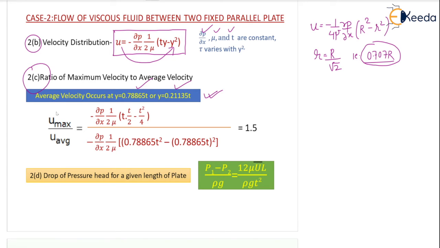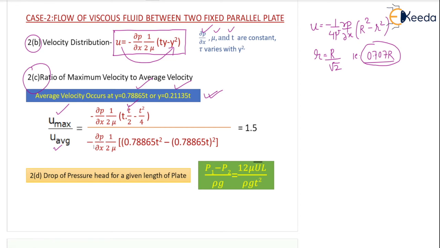So what is the ratio of maximum velocity to average velocity in this case? You already have the general formula for finding velocity at any point, and we know the conditions. First of all, u max. Where was the maximum velocity? At the center. At the center, what is the value of y? Y value is t by 2. So I have kept here, you can see minus of dou p by dou x 1 by 2 mu t into this y value I have kept here, that is t by 2, and then t square by 4, that is y square is t square by 4.